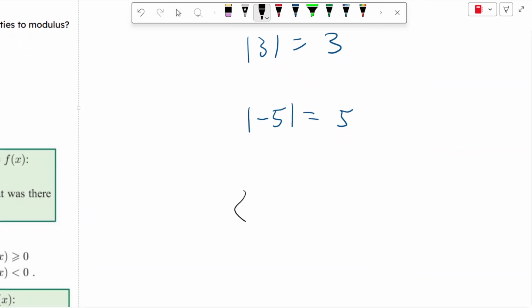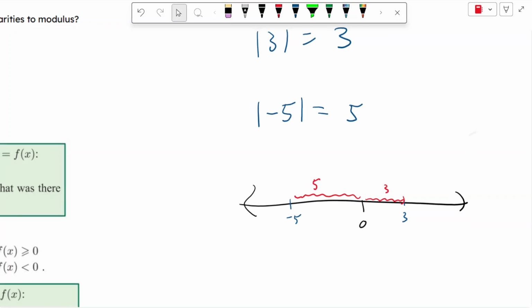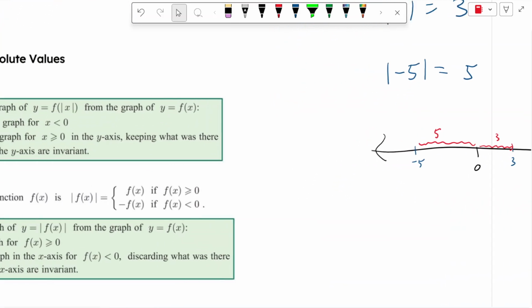And just to justify that, sort of on a number line, if we look at 3 here, that is 3 units away from 0. And if we look at minus 5 here, that is positive 5 distance units away from 0. So that's sort of what we mean there.